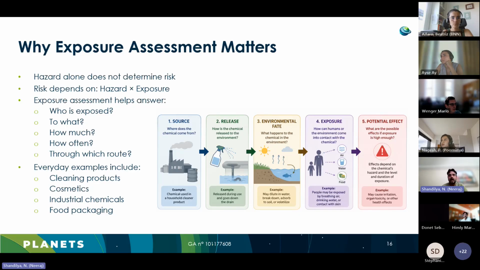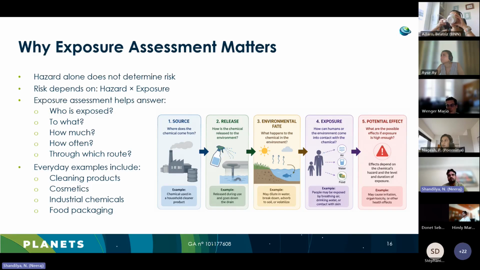So basically, how much is being emitted from the product to the environment? It could be emission to the air, to the water, or to the soil. And then once it is emitted out, it's all about its fate. What is basically happening to the chemical in the environment? Is it diluting further, or is it sedimenting or depositing on a certain surface? So this is all about the environmental fate.